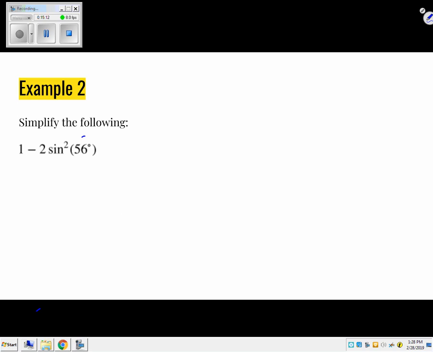So this is what's in that theta spot. Did I use theta or x's? Okay, so this is what's in the x spot right here. So according to that first slide we had up, this is equal to cosine of 2x, right? Where x is 56 degrees. So just cosine. So what's 2 times 56? 112. That's simplified.